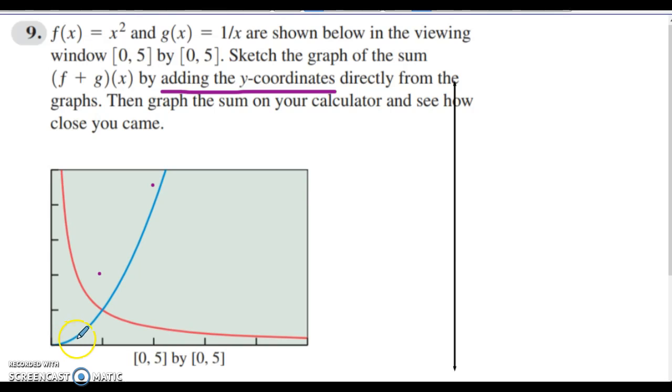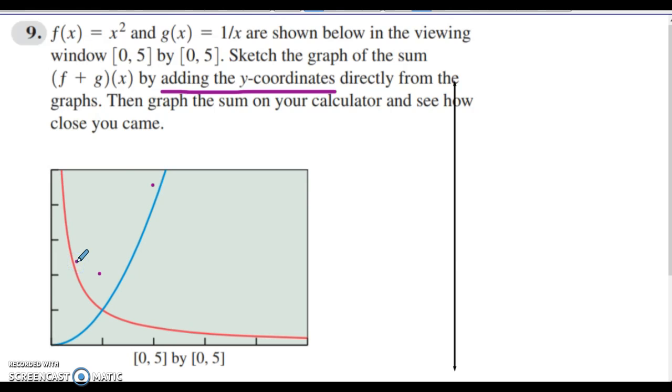Right here, this is like 1/2. Well, on the blue, 1/2 times 1/2 would be 1/4. And right here, it looks like it's about 2. So that means it's going to be like 2 1/4.